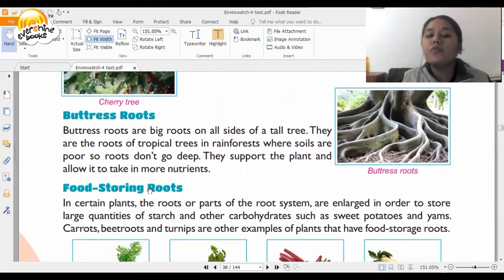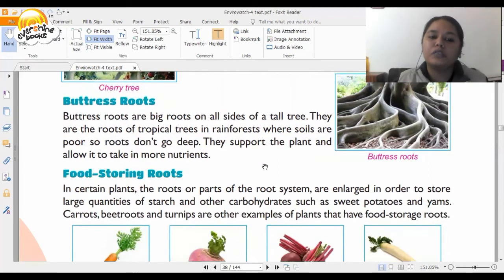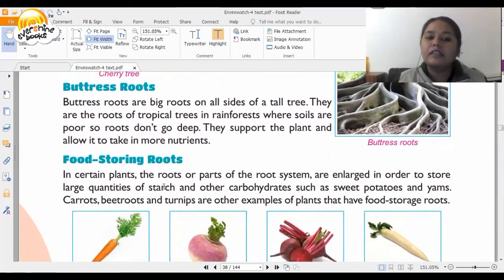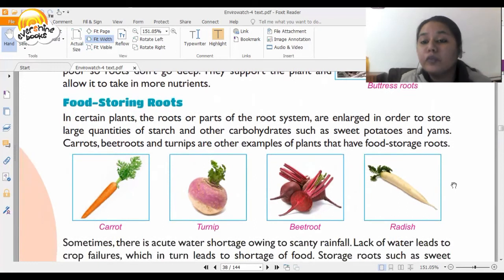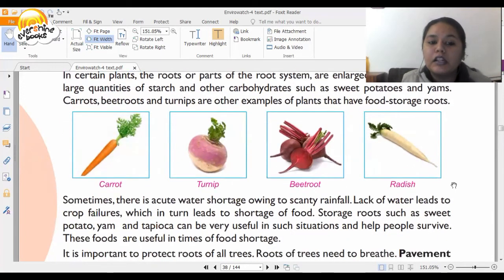Then you have food storing roots. Like we had water storing, now we have food storing roots. In certain plants, the roots or parts of the root system are enlarged in order to store large quantities of starch and other carbohydrates, such as sweet potatoes and yams. Carrots, beetroots, turnip, and others are examples that have food storage roots.